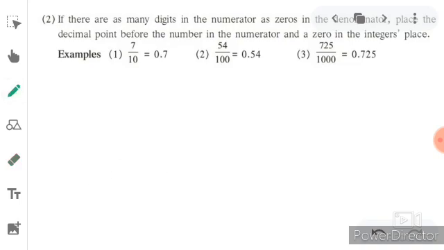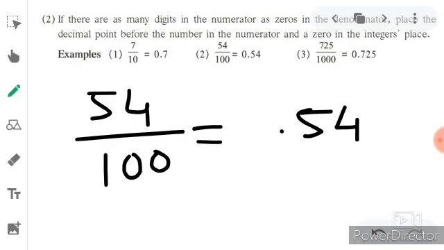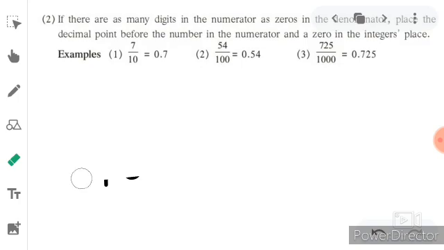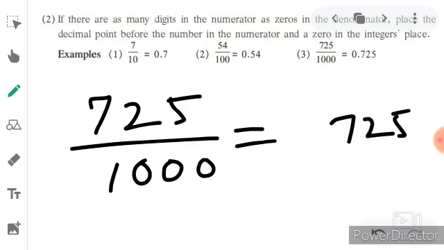Now the next example: 54 upon 100. How many zeros? 2 zeros. So you will have to write down 54 as it is, then put the decimal point from the right-hand side and write down 0. Now the next example is 725 divided by 1000. How many zeros? 3 zeros. So you will have to write 725 as it is, put the decimal point and put 0. Okay, so this is all about the second method.